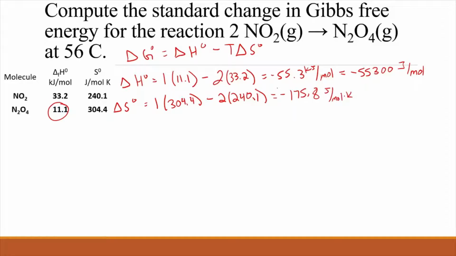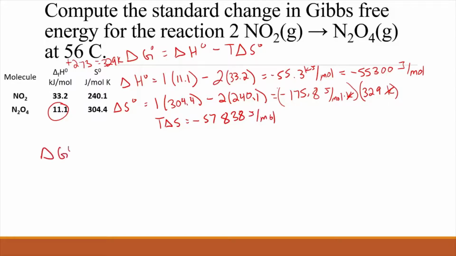And then if we go ahead and multiply this times the temperature, which we were told is 56 degrees Celsius, we have to add 273 to that to make it Kelvin, so this is 329 Kelvin. So multiply this times 329 Kelvin, Kelvins cancel, and so then that tells us that T times delta S is equal to negative 57,838 joules per mole.